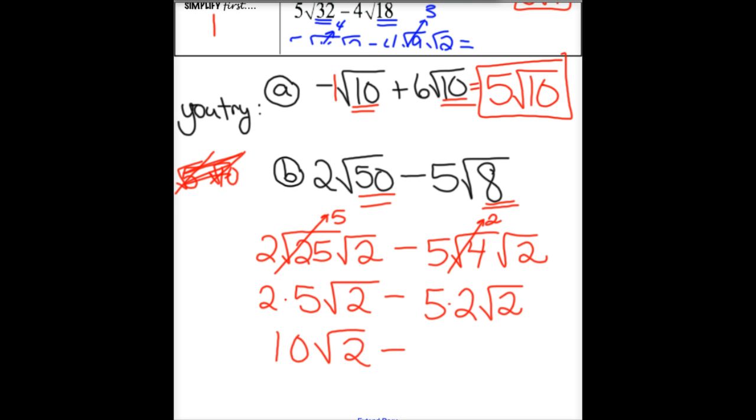minus 10 root 2's. Uh-oh, what's happening here? I get a 0. Well, that seems kind of strange. What that means is these were the same from the get-go. That's kind of weird because they don't look the same. But if you were to go to a calculator and calculate them, you'll find that they are actually the same decimal value. They just look very different. All right, so we are done.